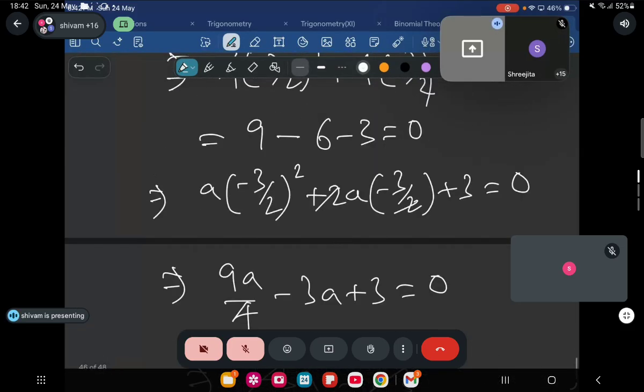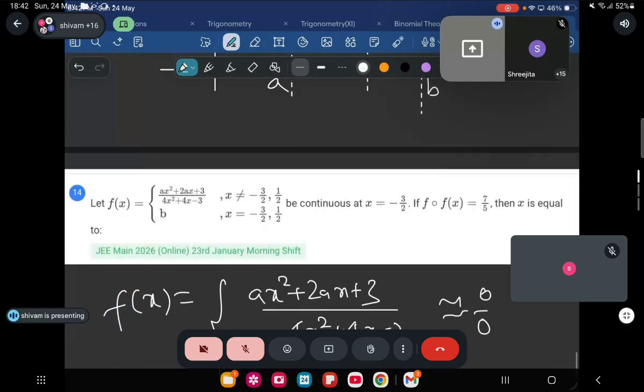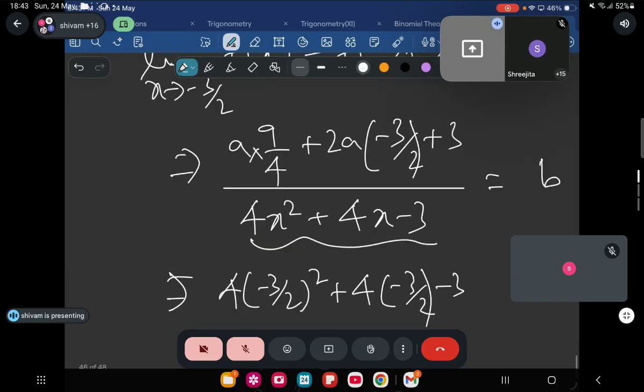But actually f of x can also be equal to 1, not just 7 by 5. So then x equal to minus 3 by 2 and half will also be a solution of the equation. If x equal to minus 3 by 2 and half is also a solution, you are missing out on 2 roots of this equation. f of x will also be equal to half. Why? f of x is equal to half for all x belonging to real. Understood? Is it clear? Did you understand the whole solution?